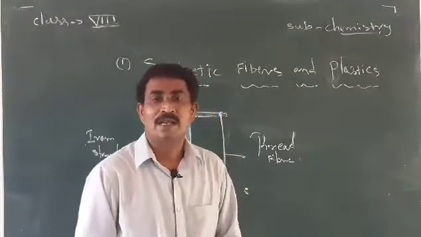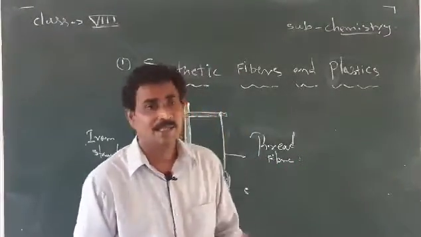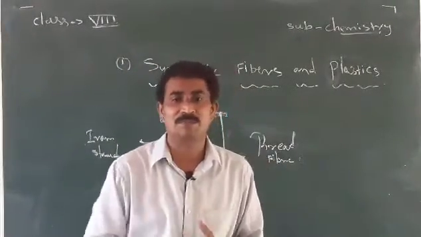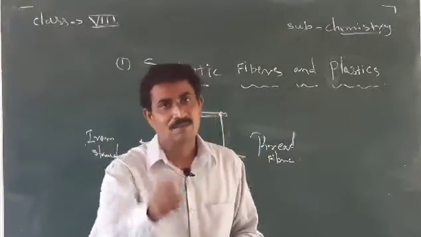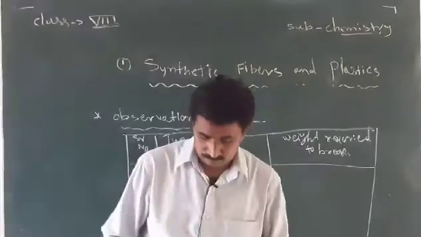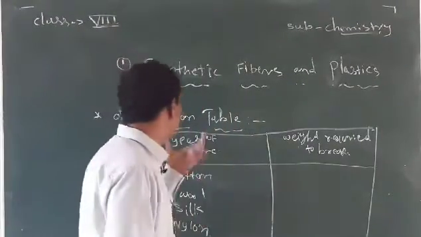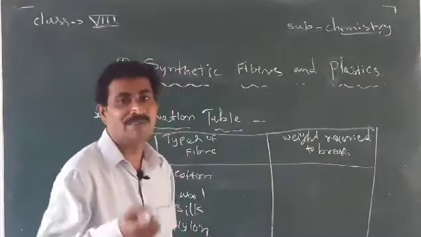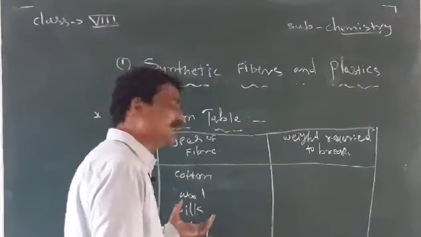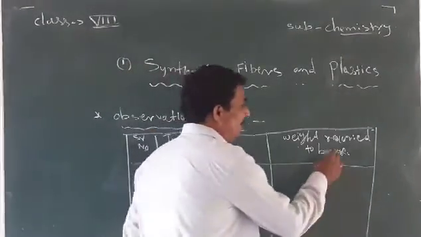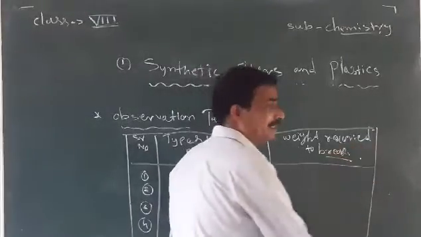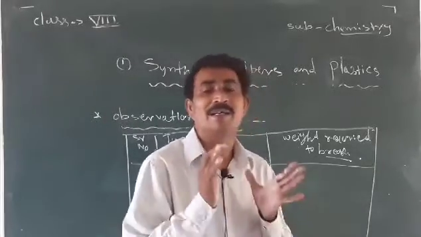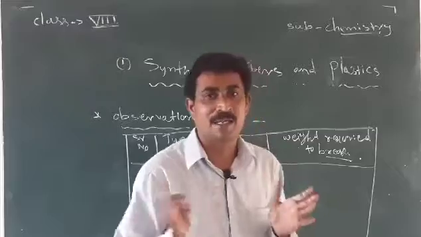Now I will draw the observation table and say how to fill it, and at home you can also open the textbook and fill it. In the observation table we have the different samples we took: cotton fiber, wool, silk, and nylon, and the weight required to break the threads, meaning how much weight makes the fiber break or cut.